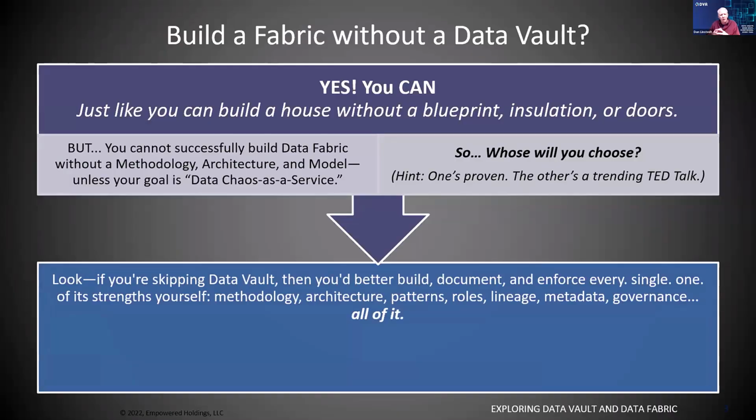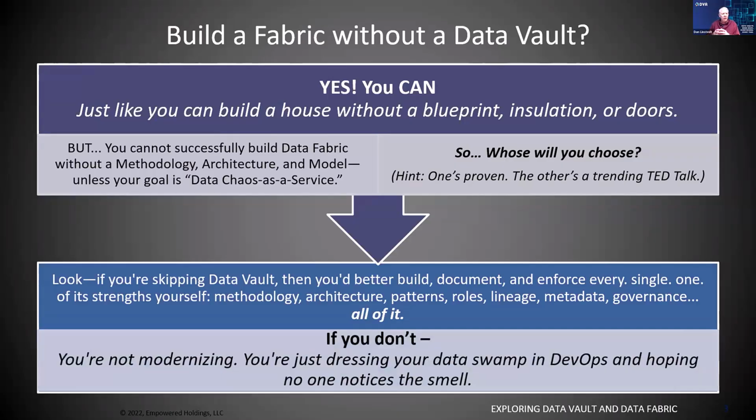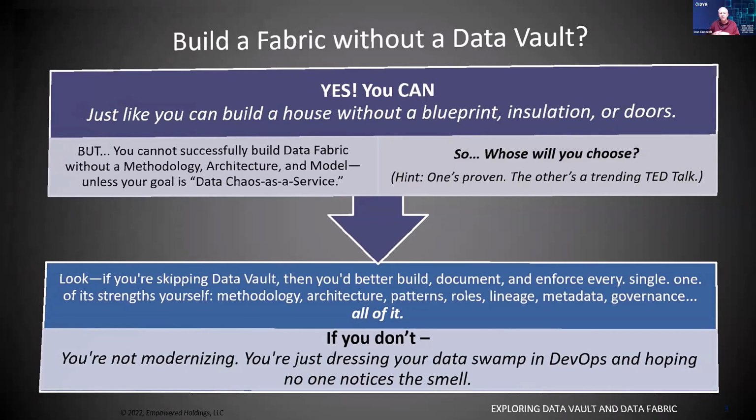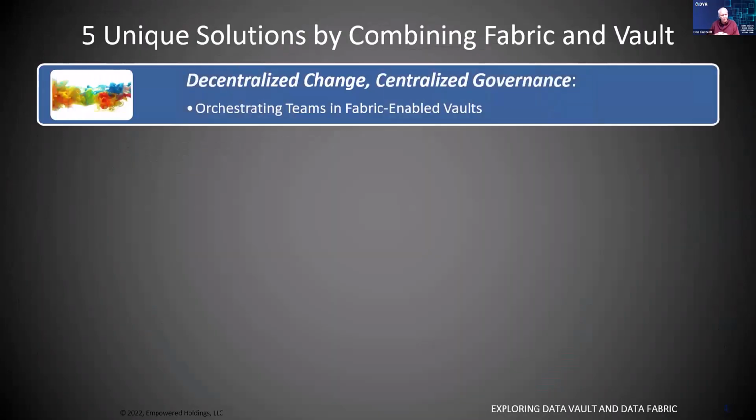Look, if you're skipping Data Vault, then you better build, document, and enforce every single one of the strengths that Data Vault brings, including methodology, architecture, patterns, roles, lineage, metadata, governance, and all of it. Otherwise, if you don't, you're not modernizing. You're just dressing your data swamp in DevOps and hoping no one notices the smell. Welcome to the problem, right?